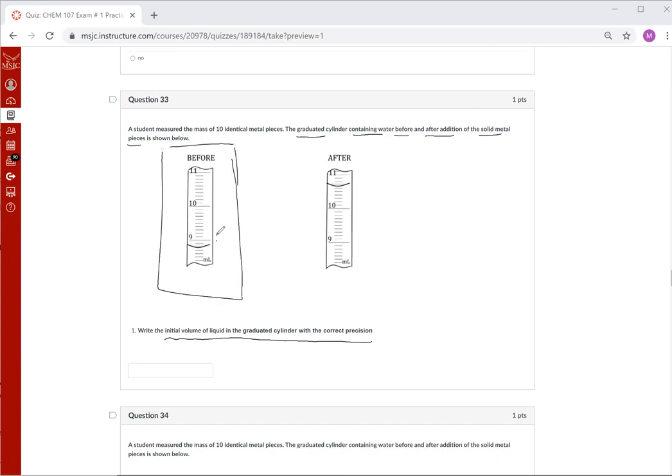First we need to figure out the value of a tick. As you see, in 1 milliliter, it takes us 10 ticks. So we can report up to 1/10 of a tick. 1 tick is equal to 1/10 of a mil, and we can report up to 1/10 of a tick, which is equal to 1/100th of a mil. In other words, 0.01 milliliters.